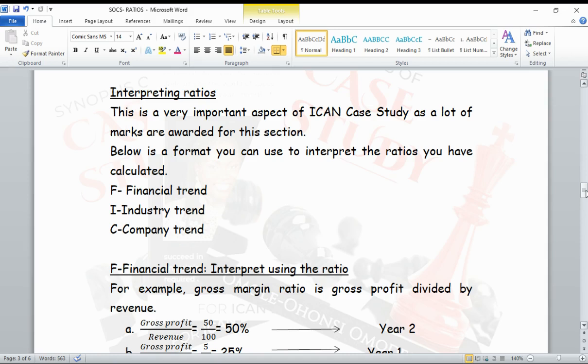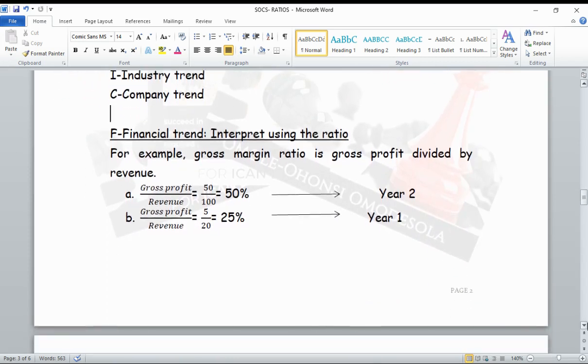But now in this particular class, I'll be giving you an acronym that you can use to interpret your ratios. This acronym is not like a do or die affair, but it's just a pattern that you can use. So we have the pattern FIC. The first one is what? F stands for financial trend, I stands for industry trend, and C stands for company trend. So you can analyze or interpret your ratios using this particular acronym. So now let's look at how we can use it practically. The first one is the financial trend, right? So in this case, you interpret it using the ratio itself. Now, I use an example here.